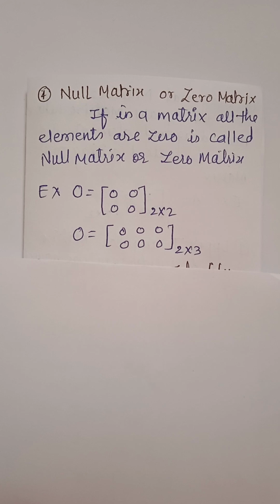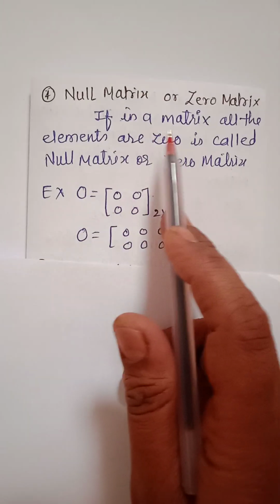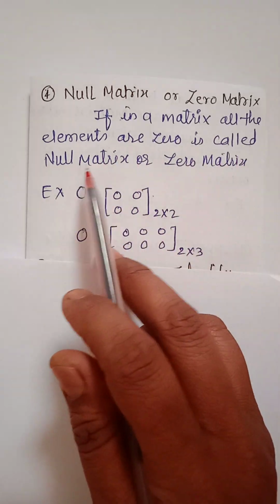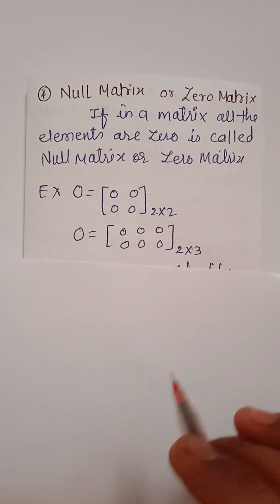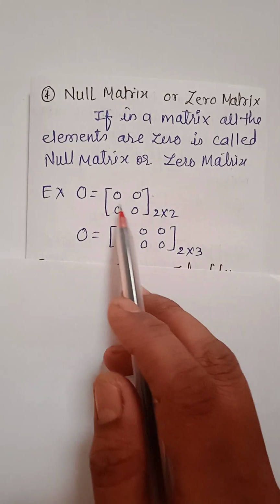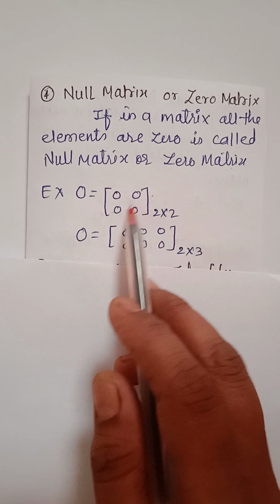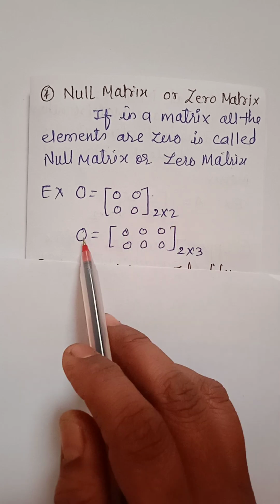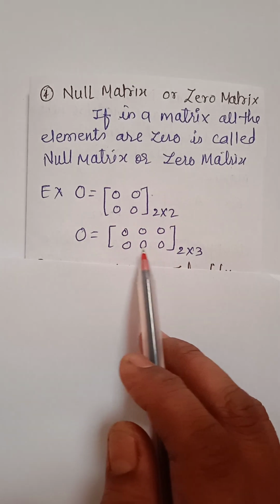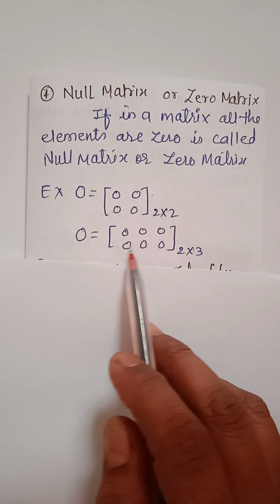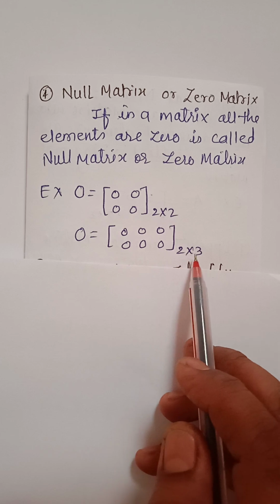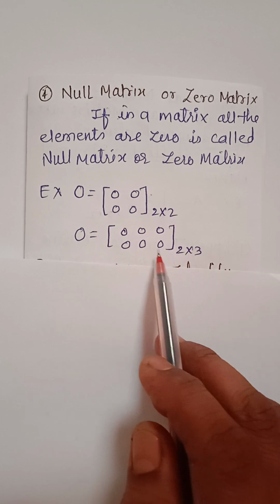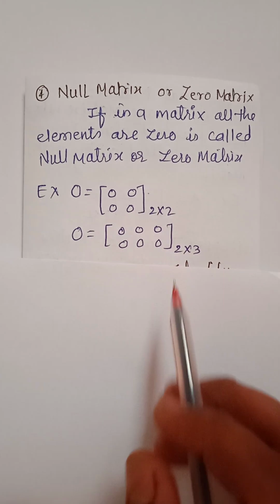Next matrix is the null matrix, also called the zero matrix. If in a matrix all the entries are zero, it is called a null matrix or zero matrix. These are examples in which all the entries are zero. So it is a 2 by 2 matrix. This is another example in which 2 rows are there and 3 columns are there. So it is the 2 by 3 null matrix.